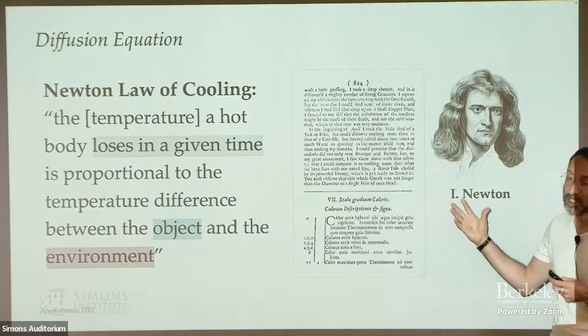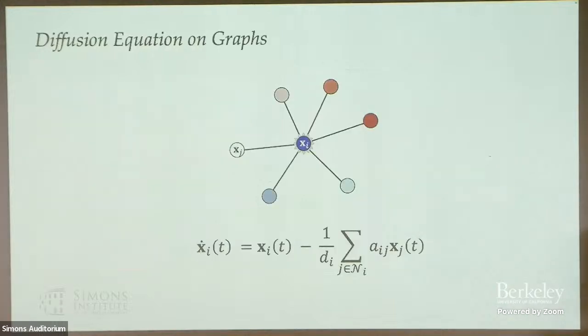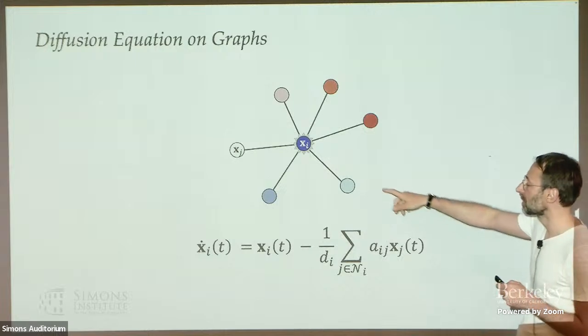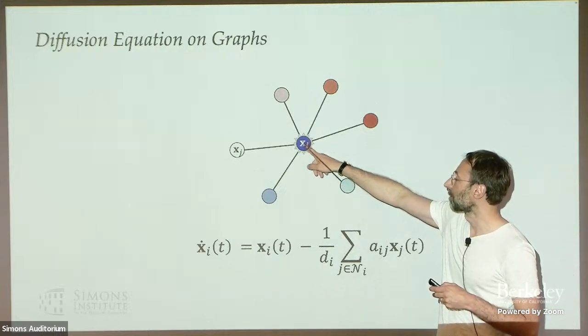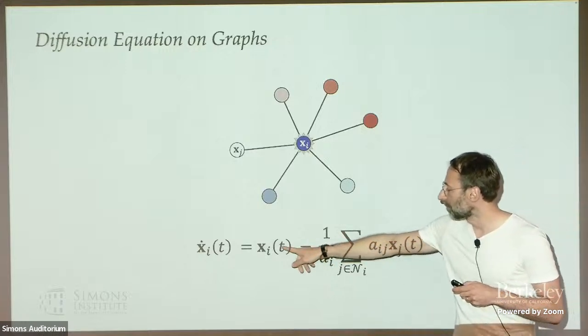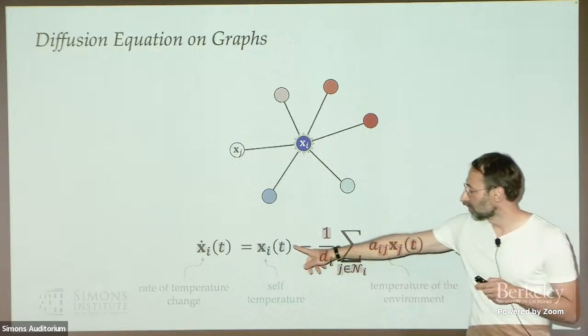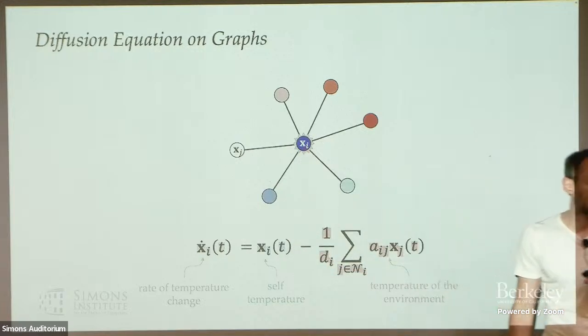So this is a very general principle. You can apply it to anything, to chemical diffusion. You can apply it to propagation of rumors on a social network. So here we see a version of this law on a graph. What is written here is the temperature, or some quantity at the nodes of the graph. I denote it in continuous time t. And what you see here is the self-temperature, so that's the quantity at the node itself.